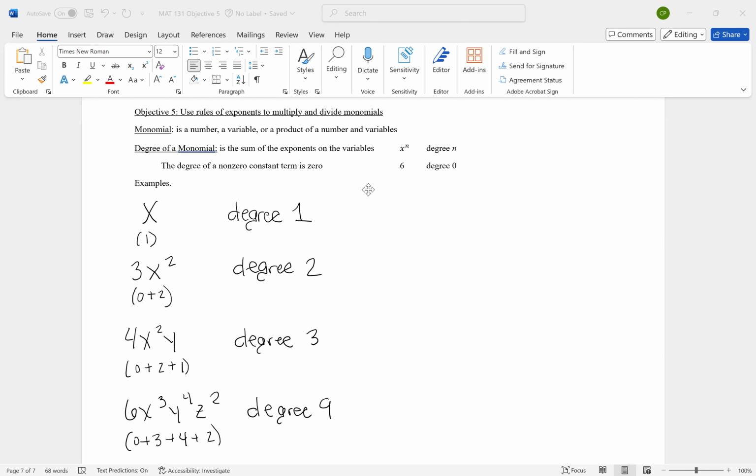The degree of a monomial is the sum of the exponents on the variables. For example, x to the n would have the degree of n. The degree of a non-zero constant term is 0. For example, the degree of a number like 6 would be 0. So here are some examples that I want us to look at.